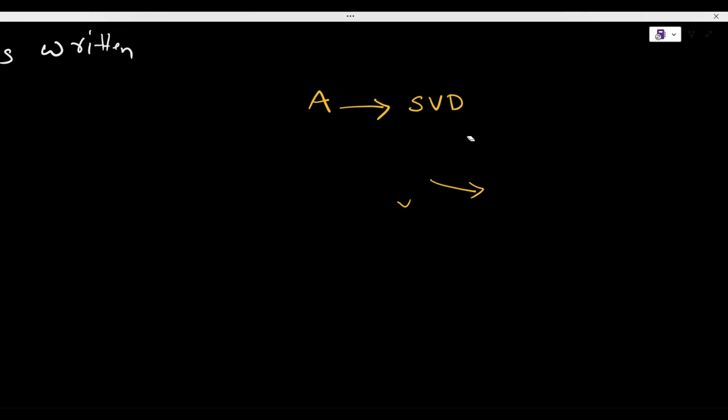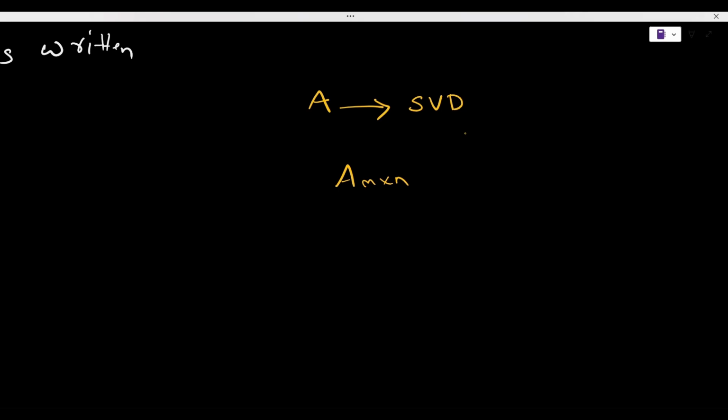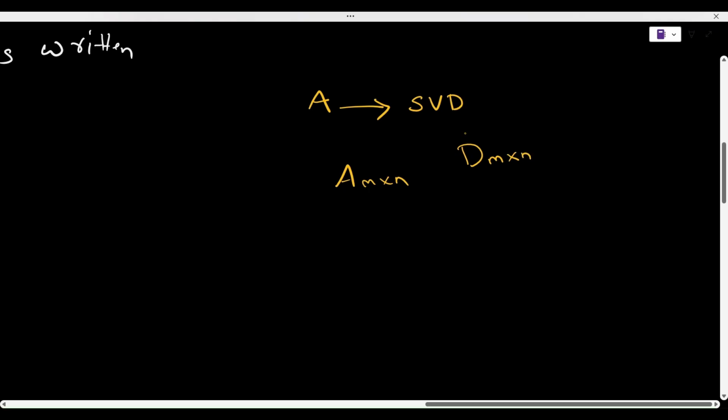Here A can be of any order. A can be of order m by n, and the diagonal matrix D should also be of order m by n, then only this is possible.